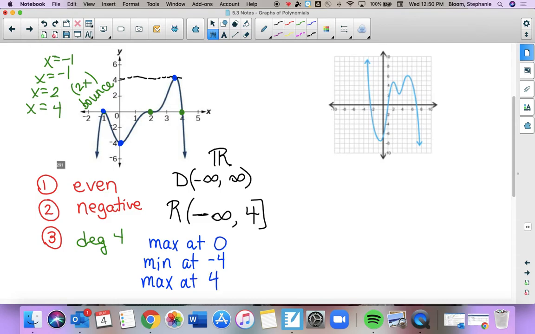Now we've got to go in and label these. Are they relative or are they absolute? Just remember, the only time they're absolute is if it's the absolute highest or lowest that it can go. So what about this one? Would that be relative or absolute? Relative. What about the min? Is it relative or absolute? Relative, because it's going to go on forever. What about the max at 4? Good, that is absolute. That's as high as it can go. Chloe.